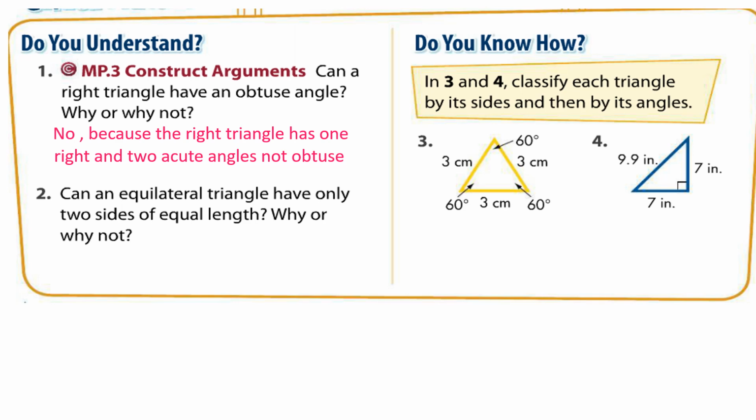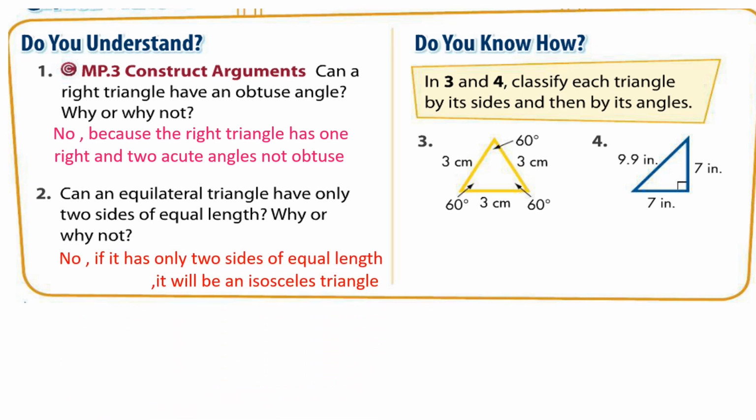Question number two: can an equilateral triangle have only two sides of equal length? Why or why not? As I said to you before, the equilateral triangle has three sides equal in length. So all of the sides of the triangle are equal in length. Can an equilateral triangle have only two sides equal? Of course, no, it will be an isosceles triangle. If he didn't say "only" here, I could say yes, but because he said only, no, it cannot be. If it has only two sides of equal length, it will be an isosceles triangle, not an equilateral triangle.